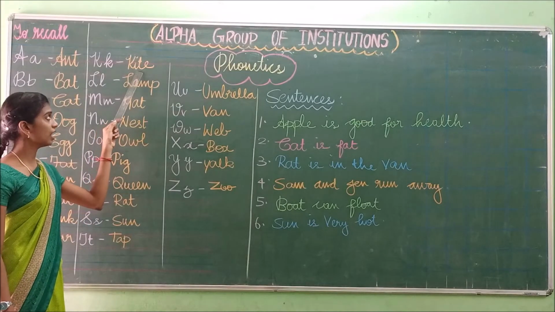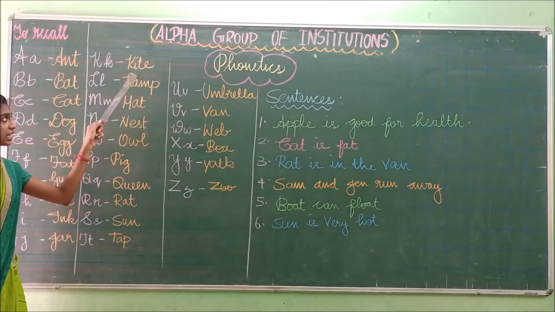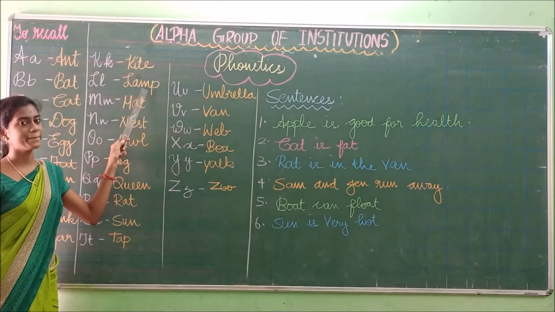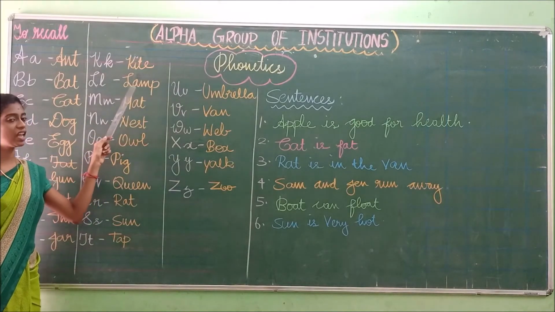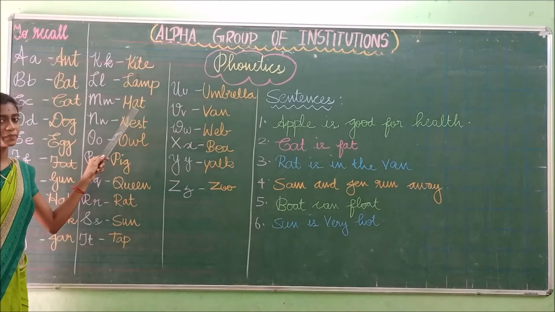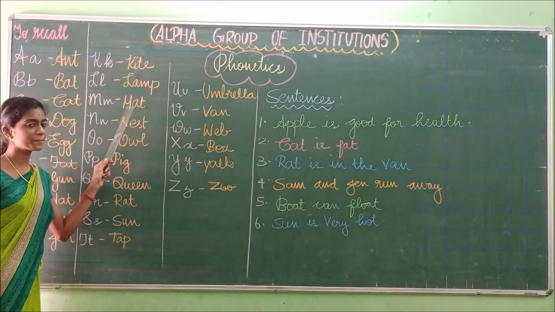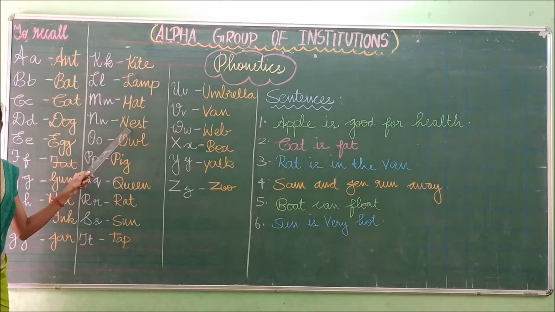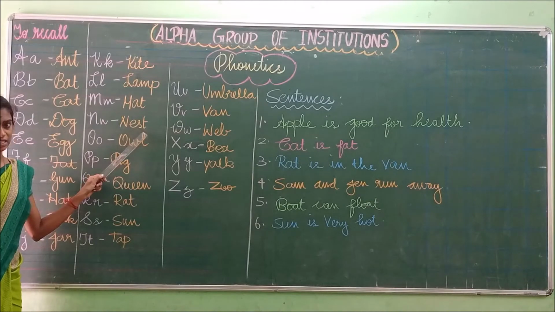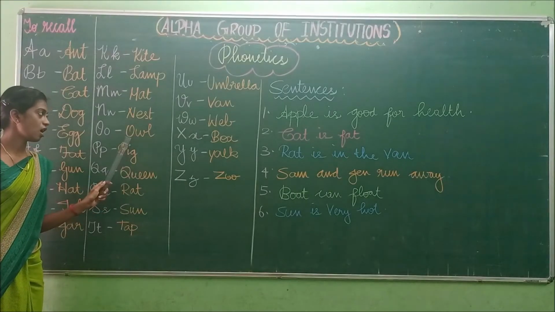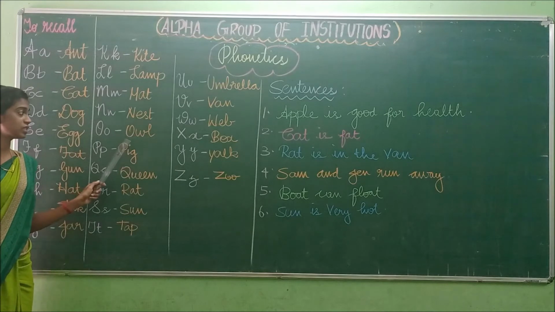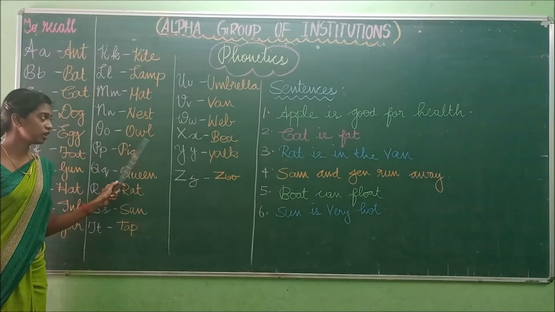Kite. K, I, T, E, kite. Lamb. L, A, M, B, lamb. The next one is mat. M, A, T, mat. Nest. N, E, S, T, nest. Owl. How to pronounce this? The sound for owl, O, W, L, owl.